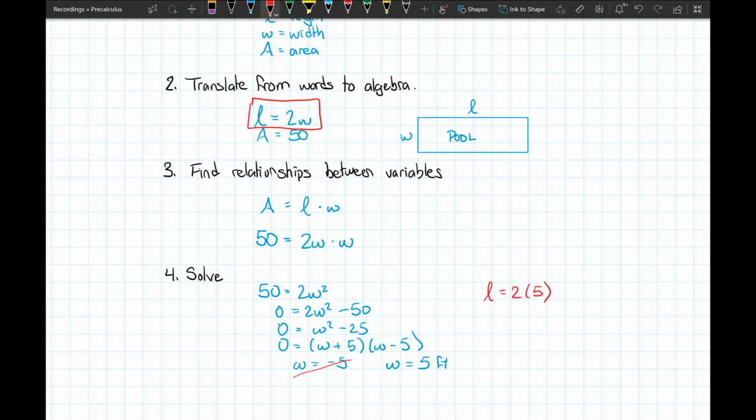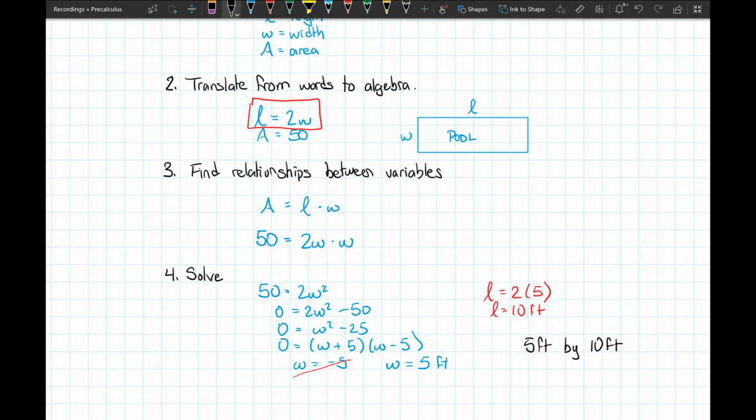Length is equal to twice the width, and that means that length is equal to 10 feet. And the dimensions for our final answer would be 5 feet by 10 feet. And you can even go ahead and plug that back into our second equation from step 2. Area equals 50? It sure does, because 5 times 10 is 50.